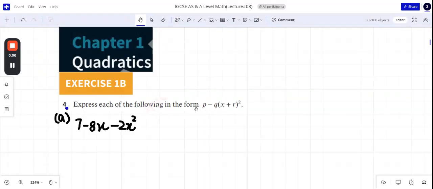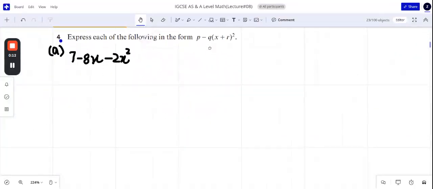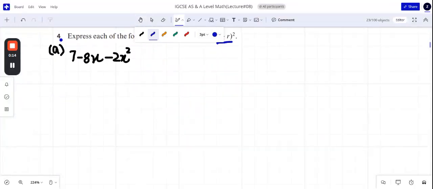Express each of the following in the form p minus q into x plus r whole square. So again, we need to make a completing square form. So part A is 7 minus 8x plus 2x square.